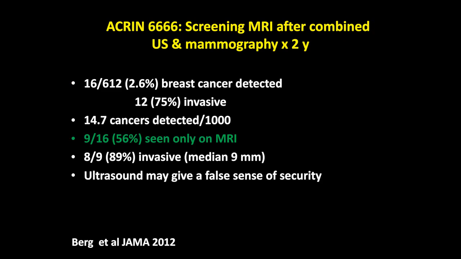What was more disturbing was at the end of the ACRIN trial, when women had had 3 rounds of screening over 2 years, and the screening was negative, 612 women were offered MRI. And in that population of patients, there were 16 additional cancers. 15 per 1,000 were detected with MRI, and over half of them were only seen on MRI, even when they knew where to look on the mammo and the ultrasound. So what this tells us is that a normal mammo plus a normal ultrasound may give patients a false sense of security that they're okay.